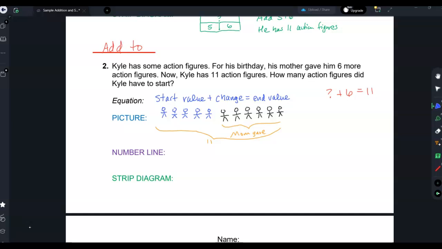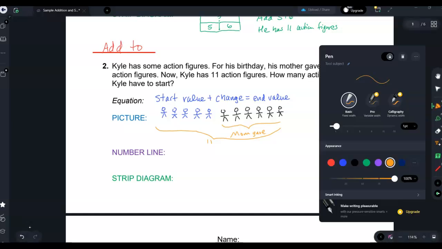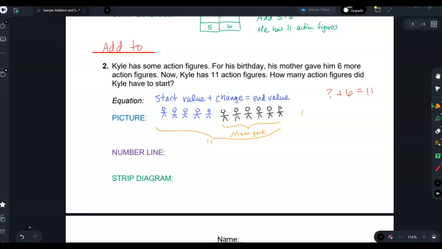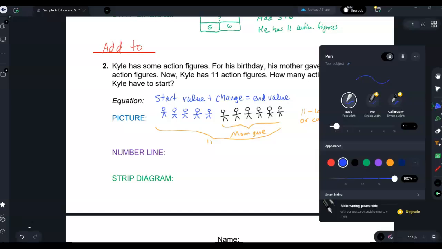And so now that I got to 11, how would I find my answer? I would just count those blue figures. They might also realize that you could just subtract. So you could do it that way, realizing that, oh, if I end with 11 and mom gave 6, I would just subtract to see what that is. But if not, then you could actually use the picture to count those blue figures.